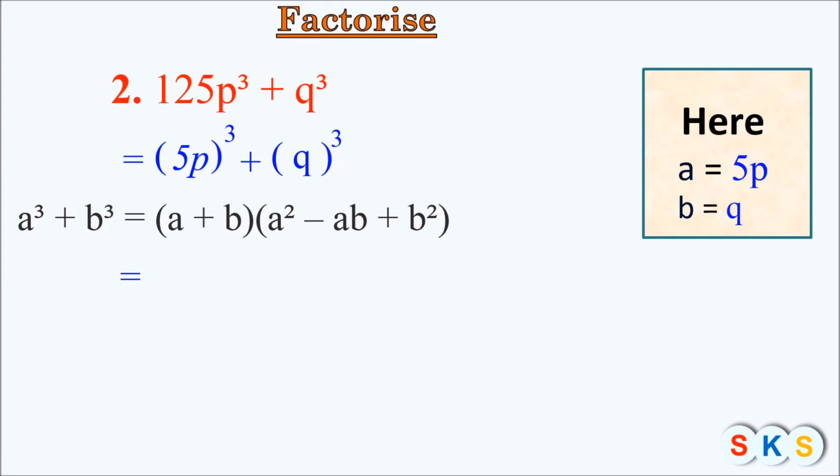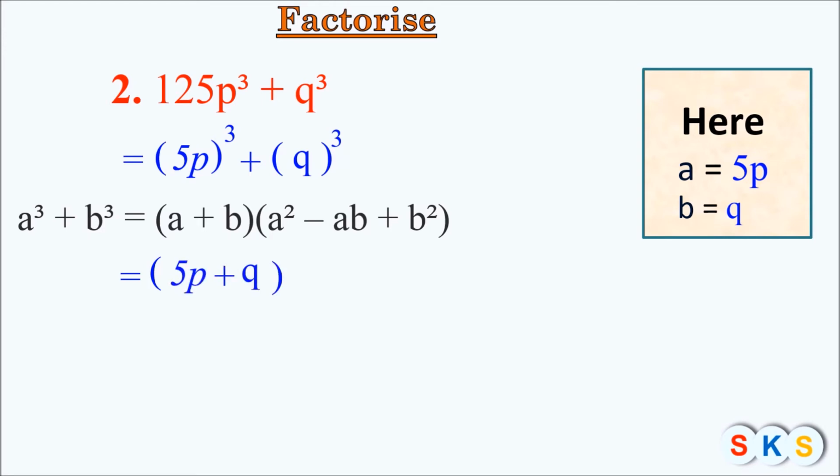So we will get an open round bracket, and you can see the first term of the bracket is a. What is the value of a? Look at the box, the value of a is 5p. So in place of a we will write 5p, and the second term of the first bracket is b. What is the value of b? You can look over here in the box, b is q. So I am going to replace a by 5p and b by q, and we will get 5p plus q.